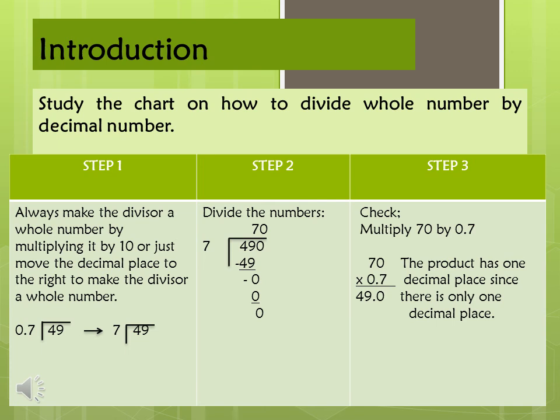Then, ang huling step natin ay check. I-multiply nyo ang 70, yung inyong quotient, by the divisor. So, multiply natin yung 70 times 7 tenths. Ang magiging sagot natin ay 49. So, the product has one decimal place since there is only one decimal place. So, dito ang decimal point ninyo kasi isa lang ang decimal place.